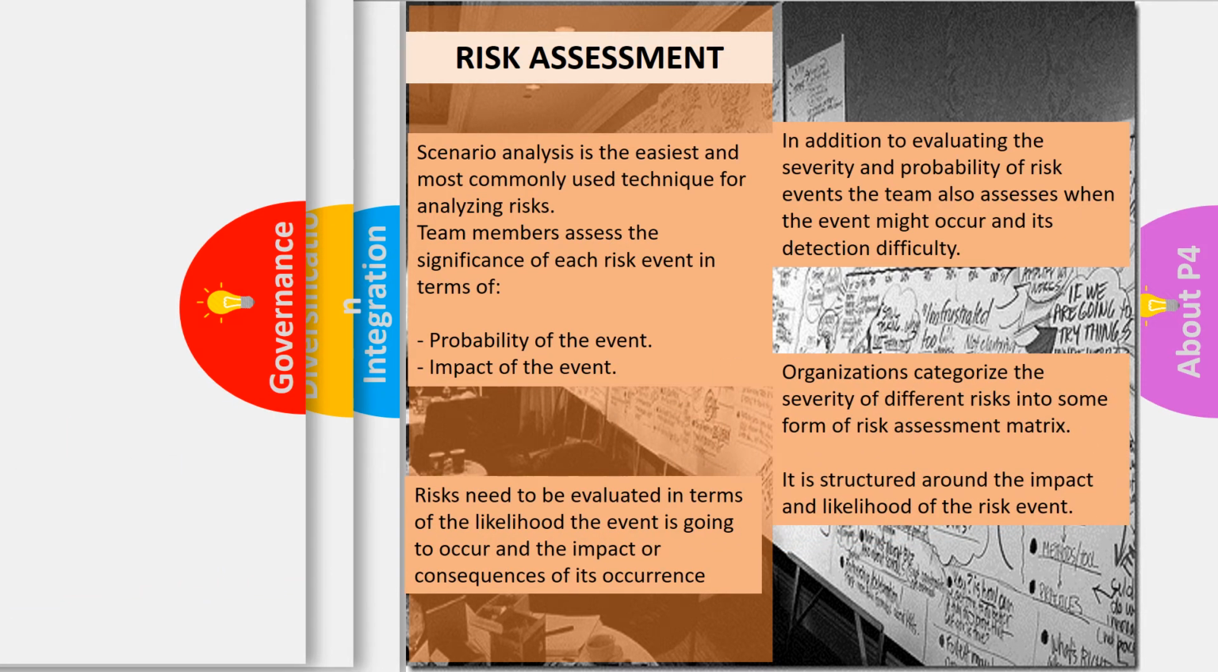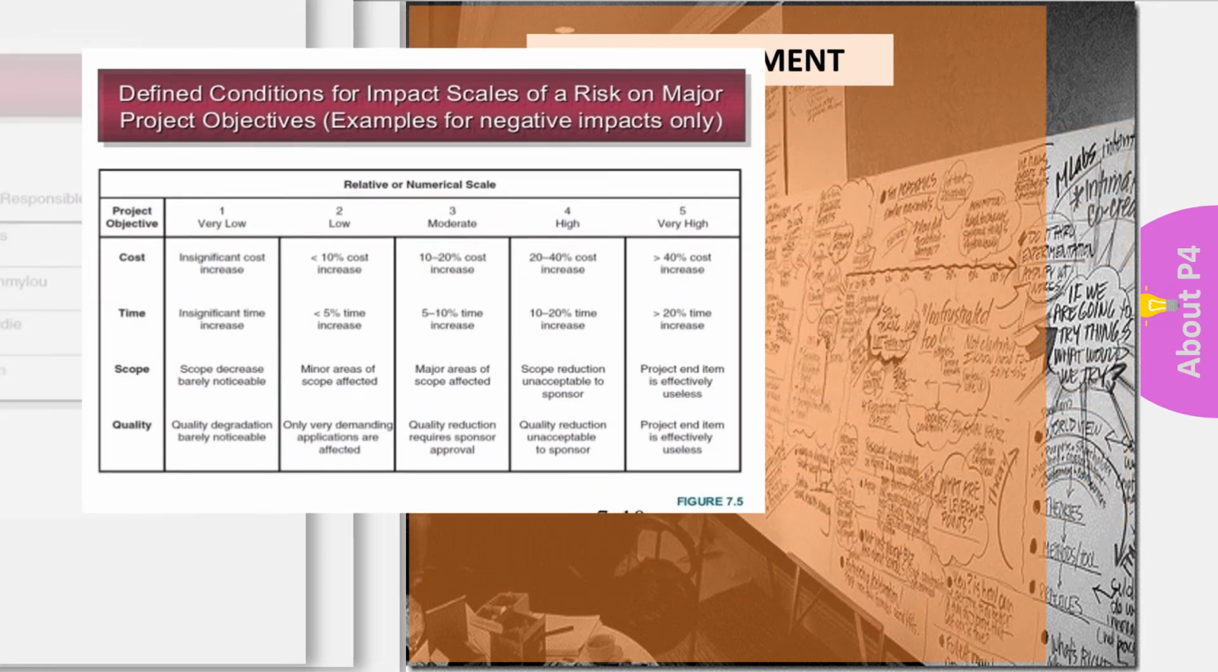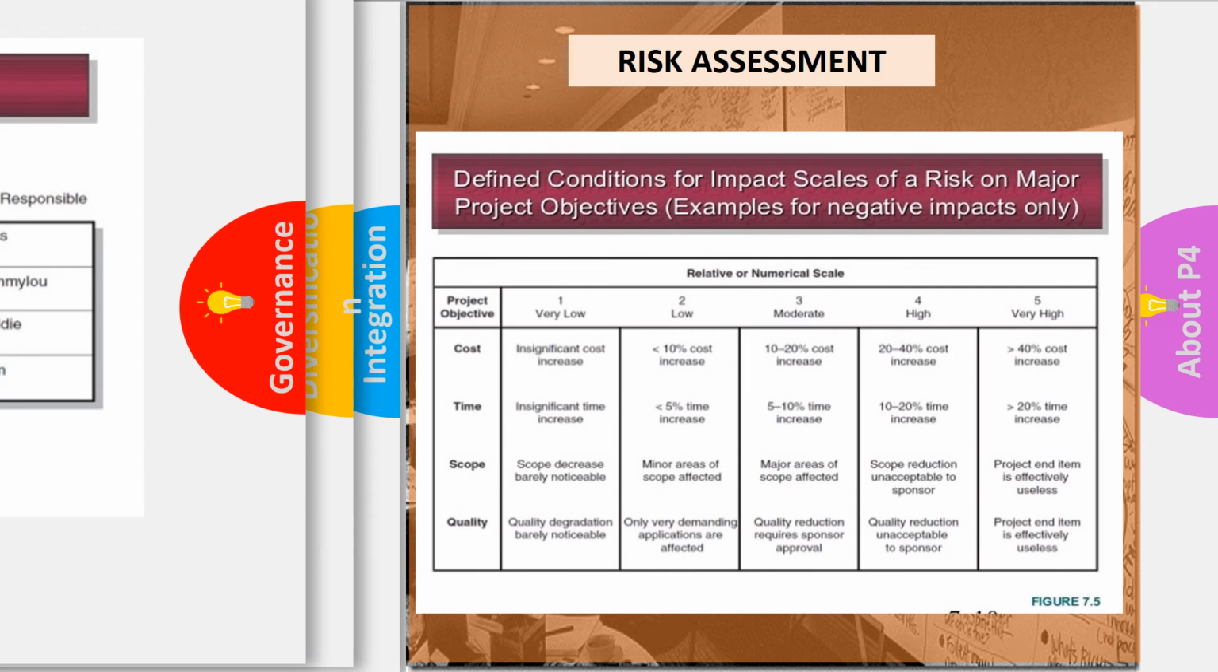As well as that, organizations categorize the severity of different risks into some form of risk assessment matrix. It is structured around the impact and likelihood of the risk matrix. So, define conditions for impact scales of a risk on major project objectives. Again, we can see the cost, time, scope, and quality. Very low, low, moderate, high, very high. And we're producing a matrix to look at these and to see where the possible problems could occur.